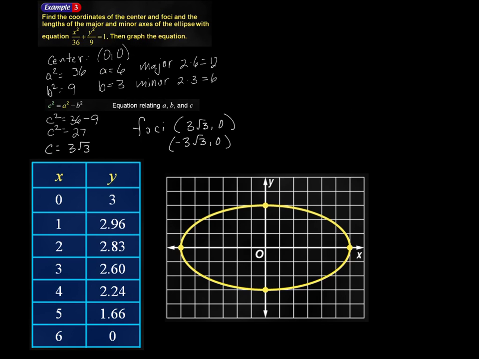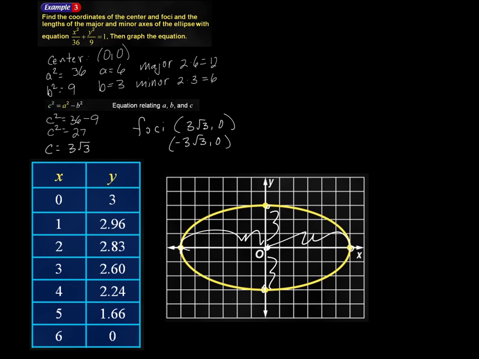So once again, when I graph these, I'm going to start by figuring out where my center is. My major axis is horizontal, so I went 6 units to the right, 6 units to the left, 3 up, 3 down. And if you hit those 4 points when you draw your graph, you're going to get a fairly decent ellipse. Of course, you could solve this for y and put it in the table feature.